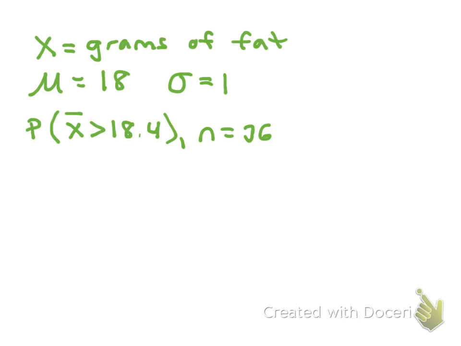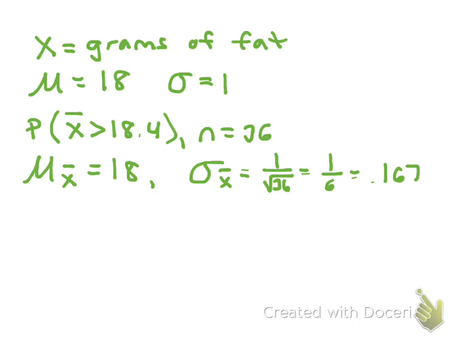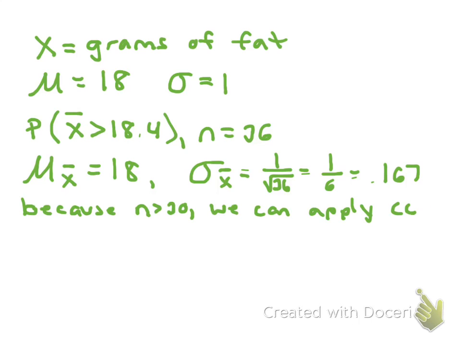I need the center, the shape, and the spread. I know that the mean of the sampling distribution will be 18. It'll be the same as the mean of the population. I know that the standard deviation of the sampling distribution will be 1 over root 36. That's 1/6. That's 0.167. And the shape is very important here. Because n is greater than 30, it's 36, we can safely apply the central limit theorem.